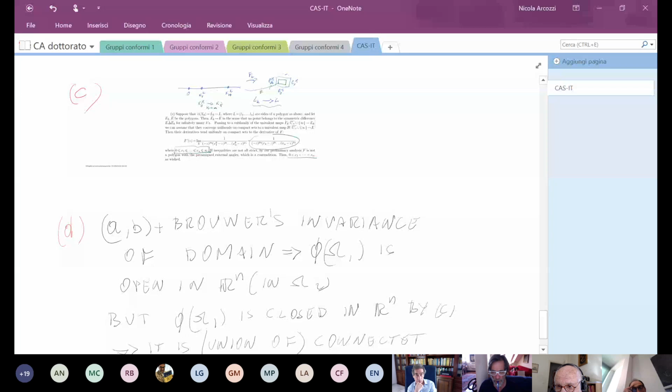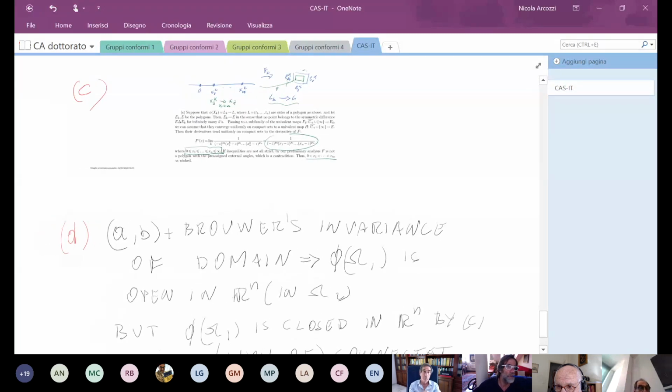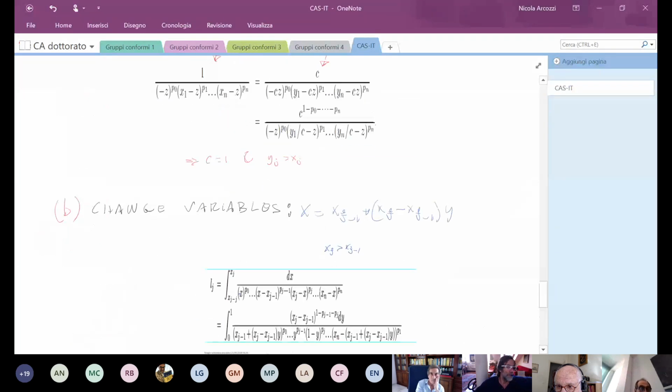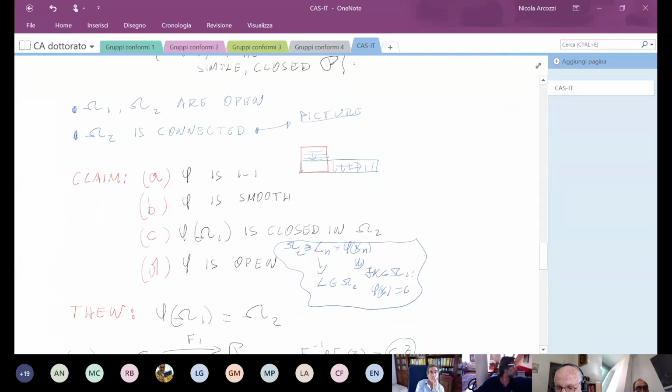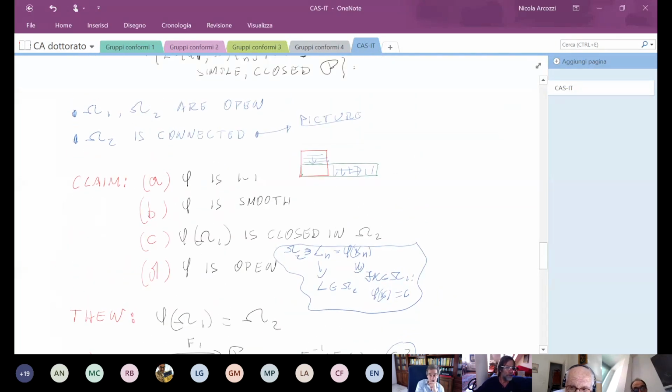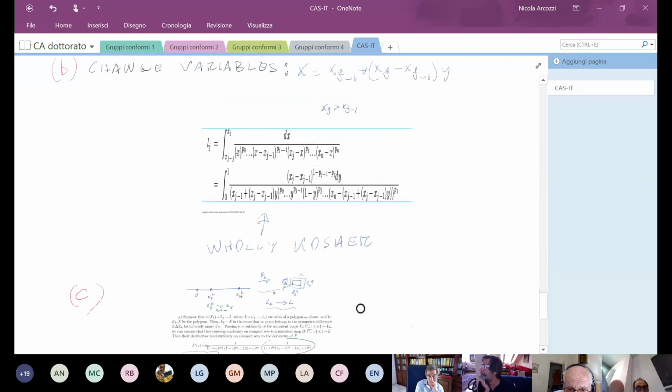Point D, open. Well, given these properties A and B, if you have a one-to-one smooth map from an open subset, which you can always assume is Rn, or an open subset of Rn, into Rn, then its image is open. That's a theorem by Brouwer, I think it's 1912 or something.